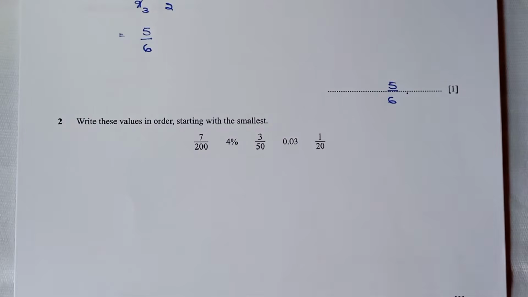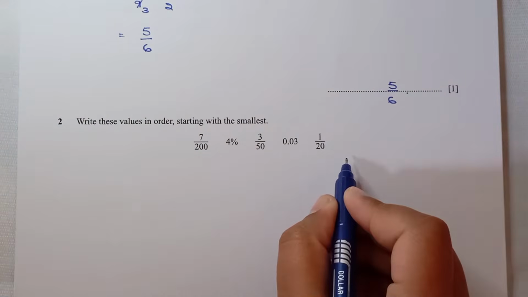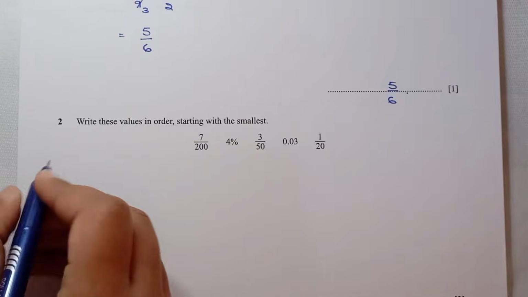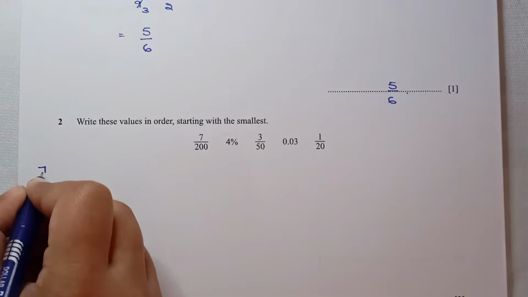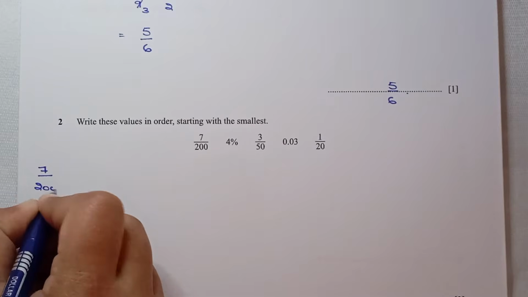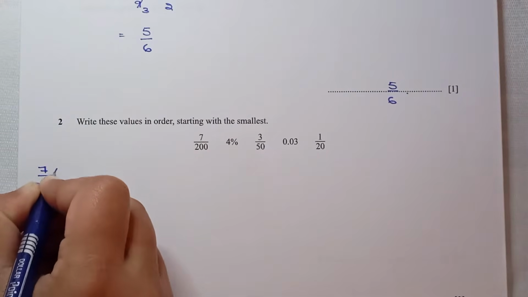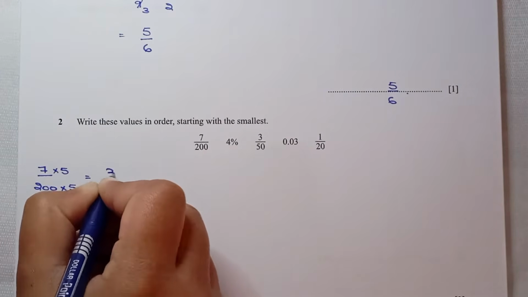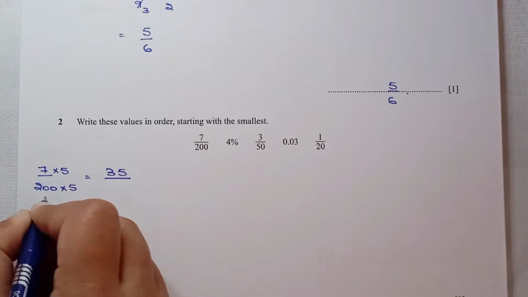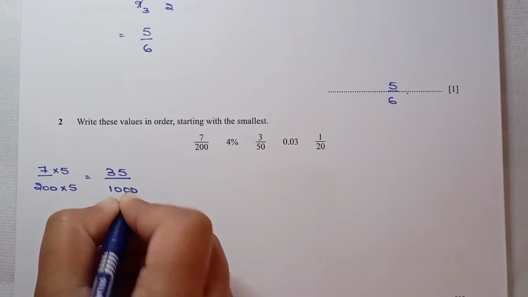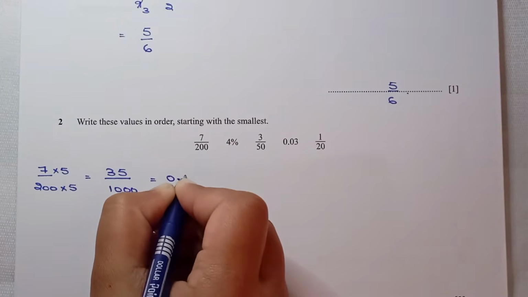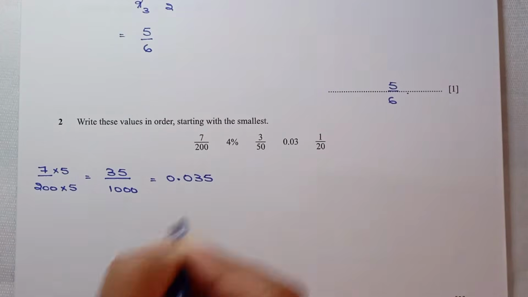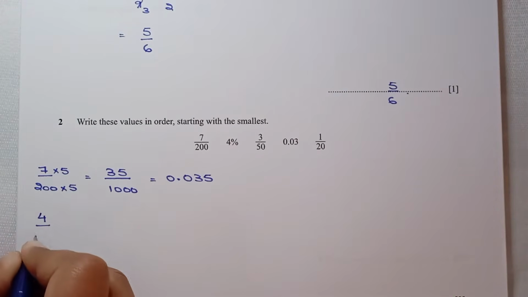Number 2, write these values in order starting with the smallest. Okay, so we need to convert them into decimals. So first let me pick 7 over 200. If I multiply by 5 and 5, this would be equal to 7 times 5 is 35 over 2 times 5 is 10 and double 0. So this would be equal to 0.035.